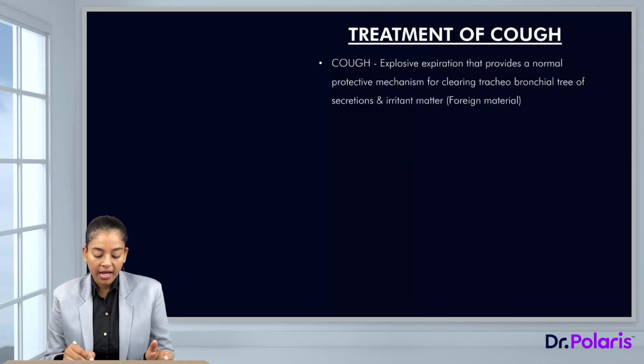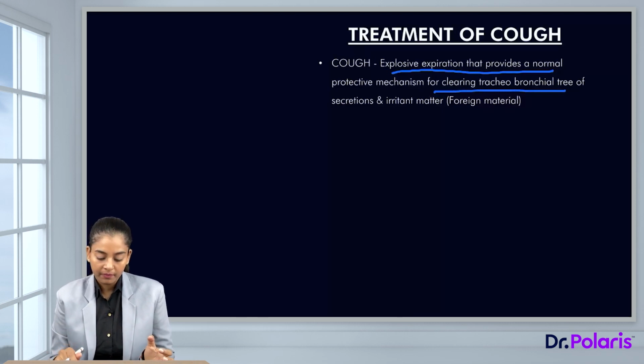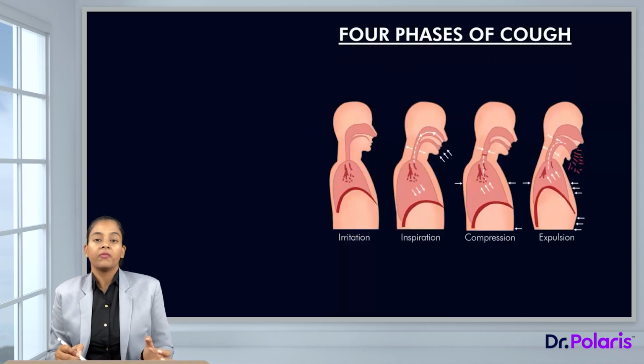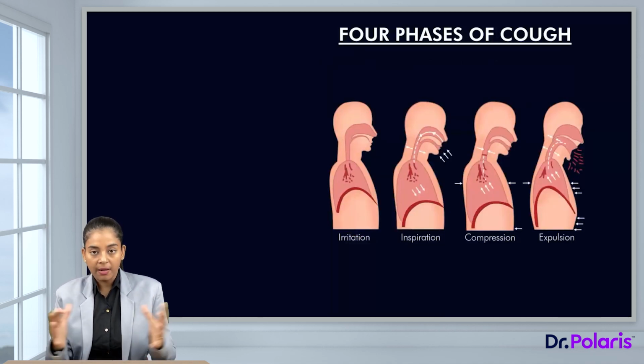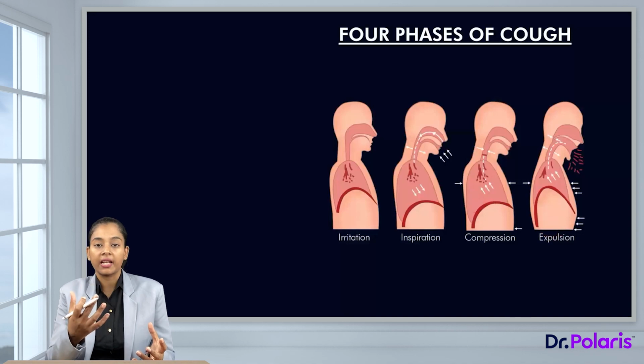So cough is an explosive expiration that provides a protective mechanism to expel any secretions, foreign bodies or irritants from the tracheobronchial tree. Whenever there is an irritation, we take a deep inspiration, and there is compression of the chest by the intercostal muscles and an expulsion, so that all the foreign body or secretions just get expelled out.